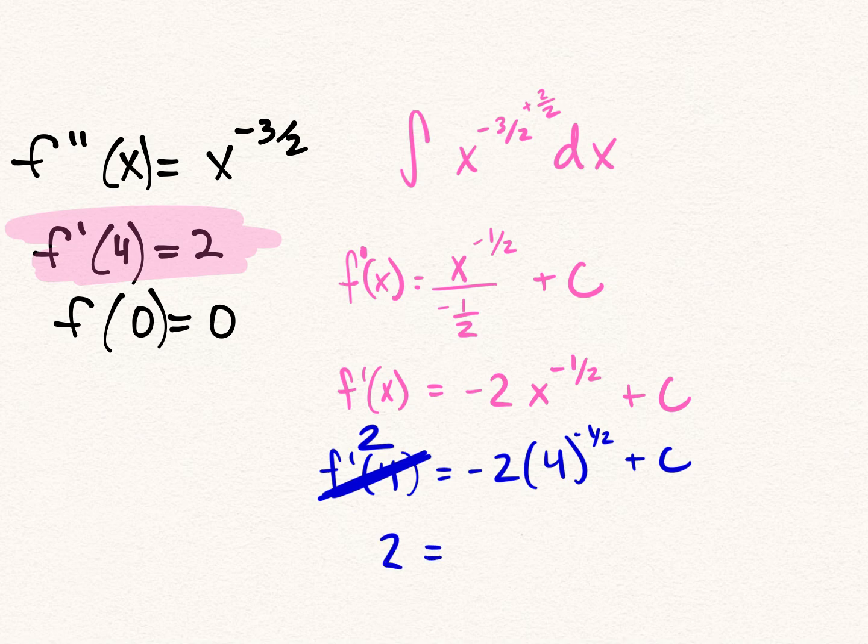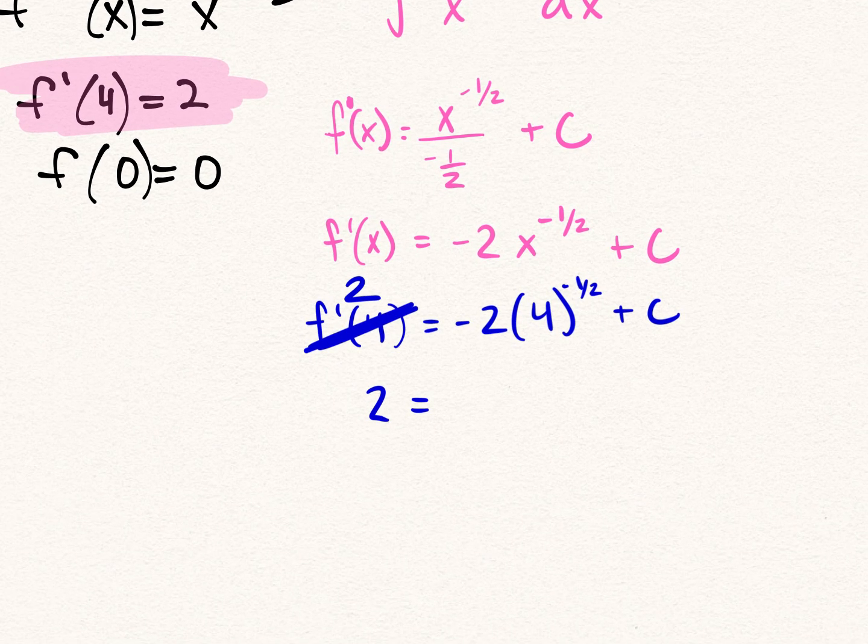So 2 equals, I'm going to simplify this a little bit. When I have a negative exponent, put it in the denominator. So negative 2 over 4 to the 1/2 power, plus c. What's 4 to the 1/2 power? Square root of 4, but what's the square root of 4? 2. So negative 2 over 2 plus c.